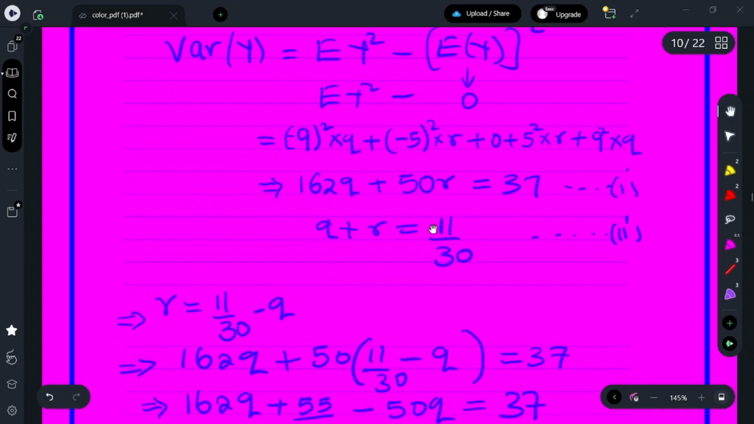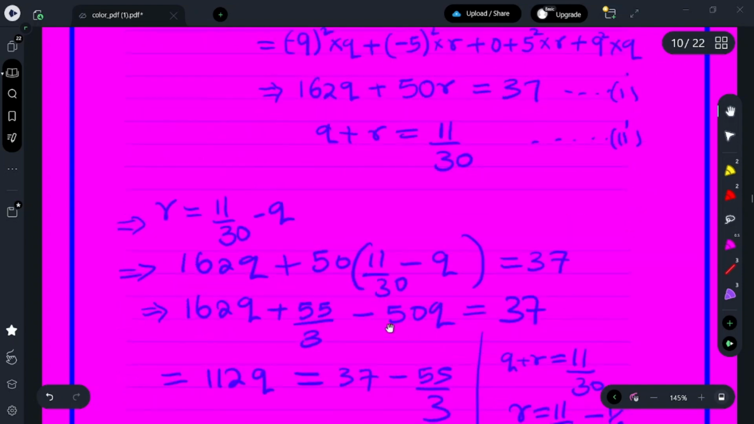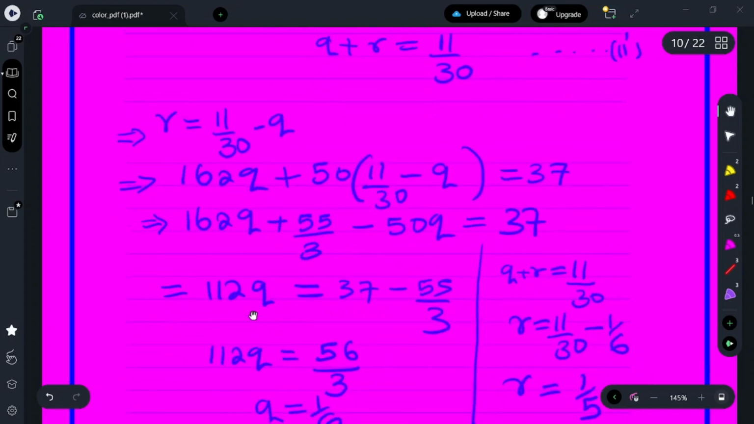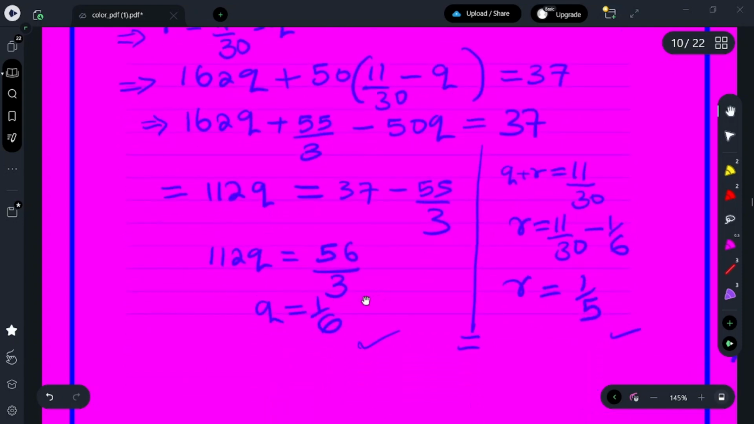And we can make r the subject, which is going to be equal to 11 minus q. Let's substitute this value of r where r is. So this is going to become 50 into 11 over 30 minus q. Now, let's make q the subject of the formula. So if we make q the subject of the formula, 162q minus 50q equals 37 minus 55 over 3. Then we are able to get q equals 1 over 6.